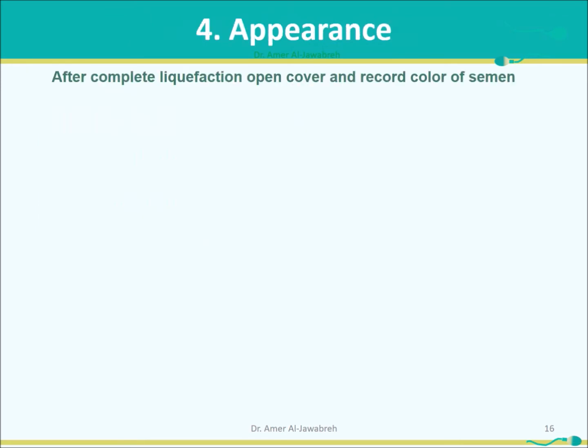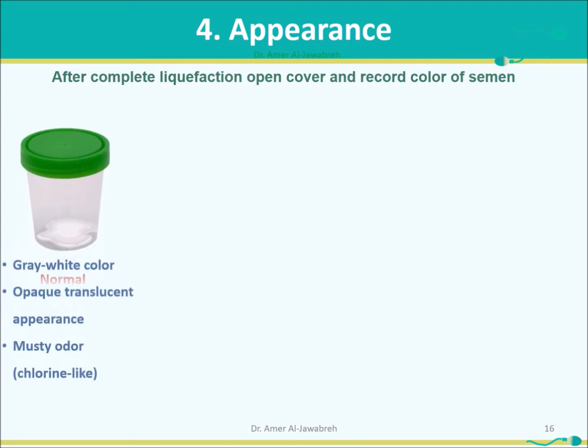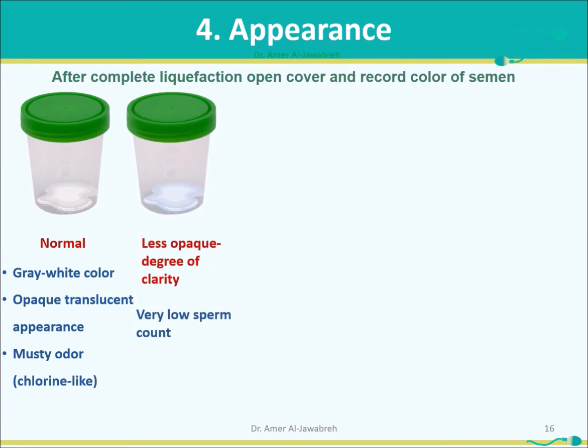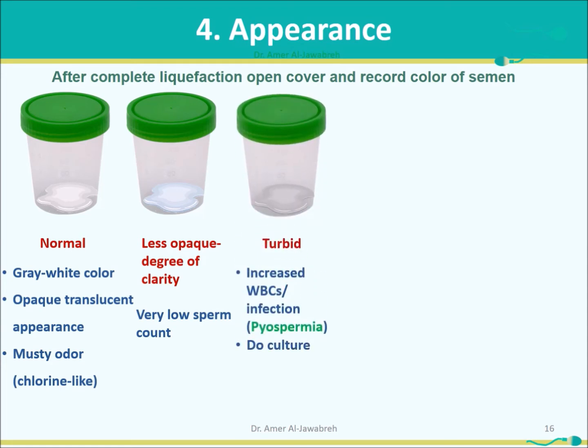Appearance. After complete liquefaction, open the cover and record the color of semen. Normal: gray-white color, opaque translucent appearance, musty odor, chlorine-like. Less opaque degree of clarity is due to very low sperm count. Turbid: increased leukocytes, infection, pyospermia, do culture.